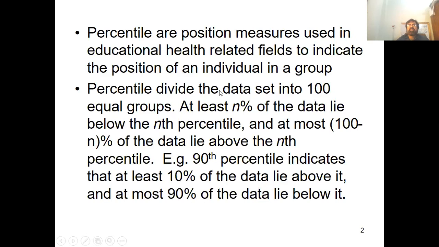Percentile is a position measure used in educational and health related fields to indicate the position of an individual in a group. Percentile divides the data set into 100 equal groups. At least n% of the data lie below the nth percentile, and at most 100 minus n% of the data lie above the nth percentile. For example, the 90th percentile indicates that at least 90% of the data lie below it, and at most 10% of the data lie above it.